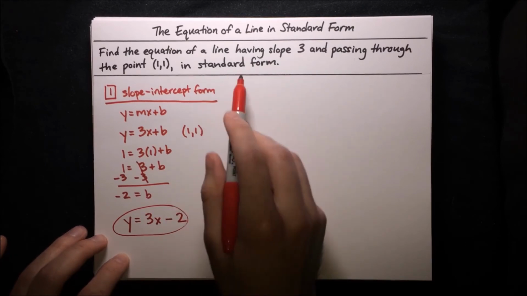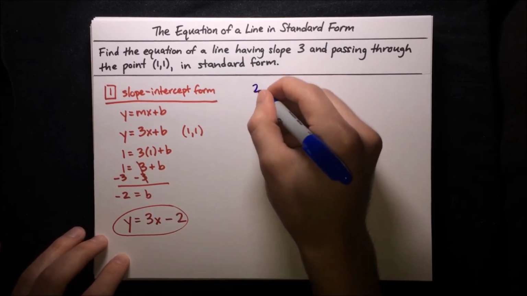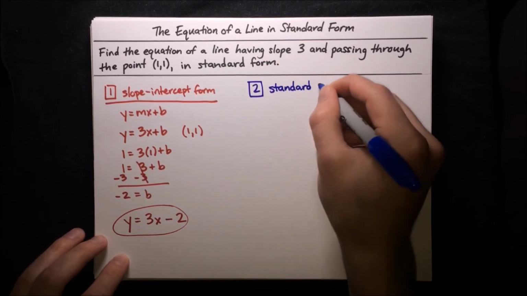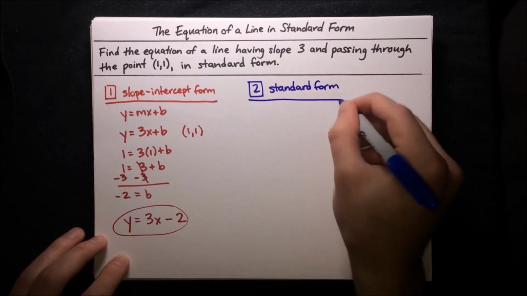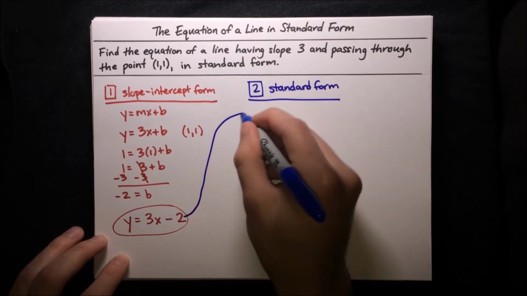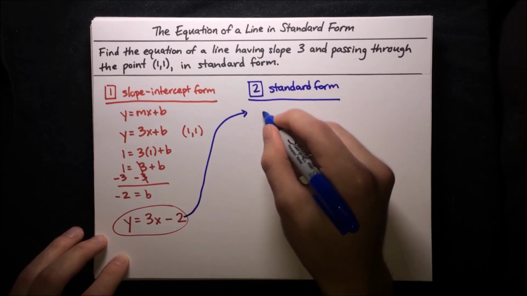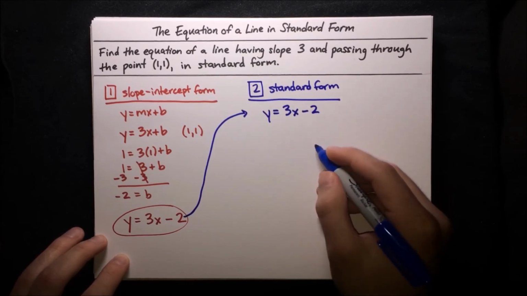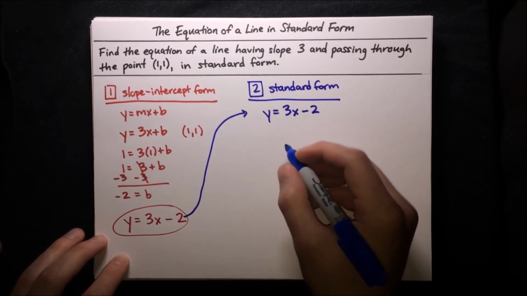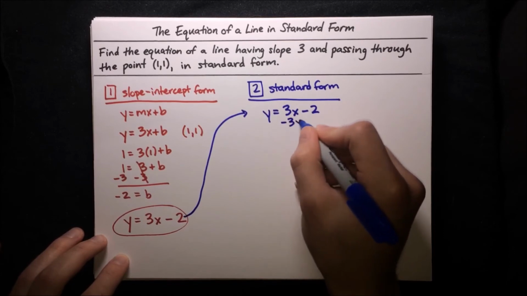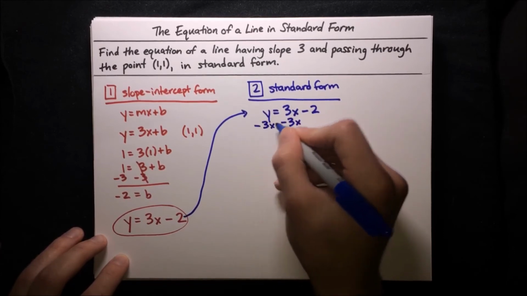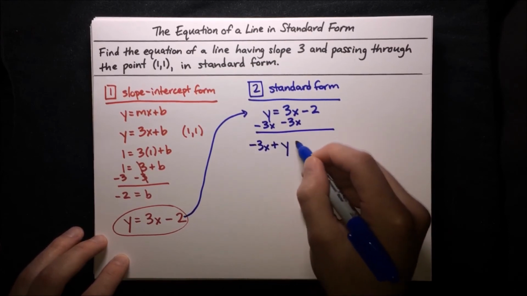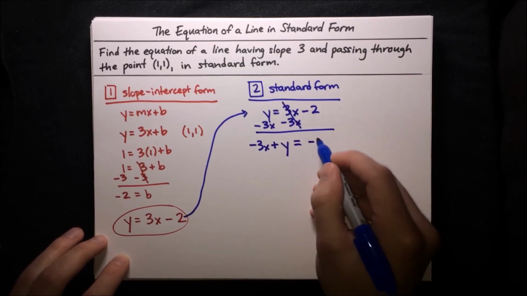Alright, but we're not done yet. We still have to convert to standard form. And let's do that over here. Step 2, convert to standard form. So we'll take that slope-intercept form and use that as a starting point. We've got y equals 3x minus 2. And now let's get x and y on the same side. So let's subtract that 3x over to the other side, minus 3x on both sides. And then we just have minus 3x, then plus y is equal to negative 2.